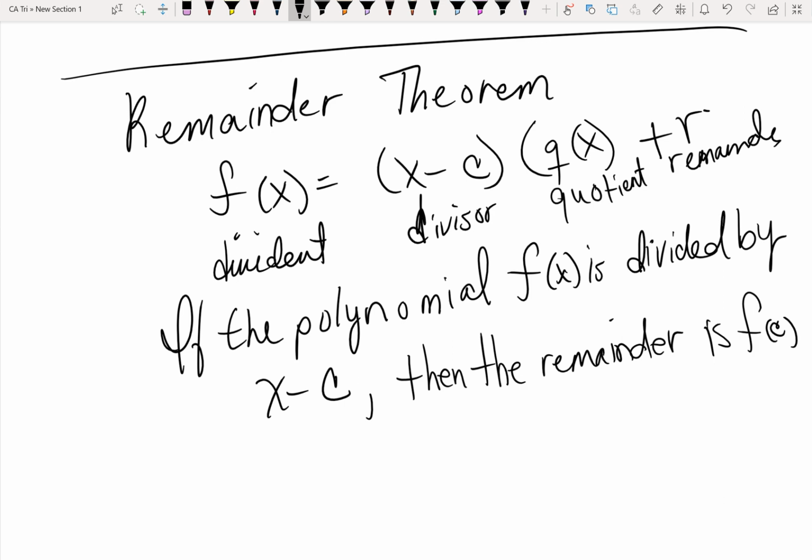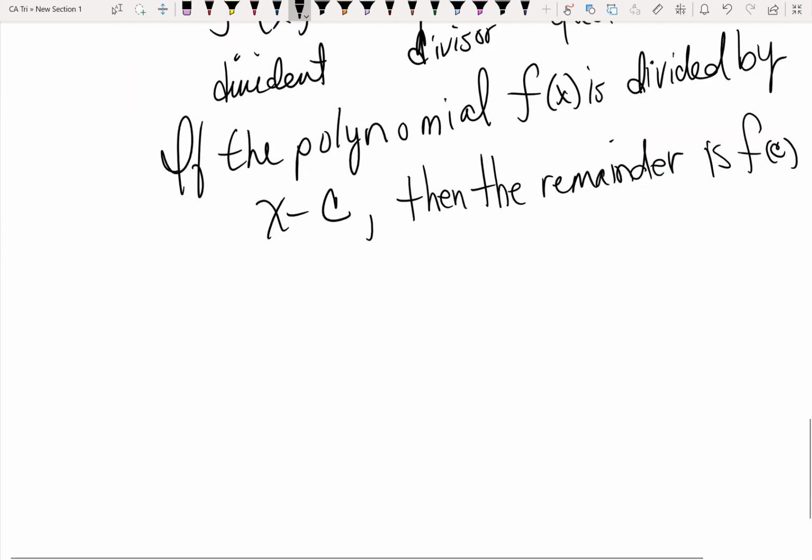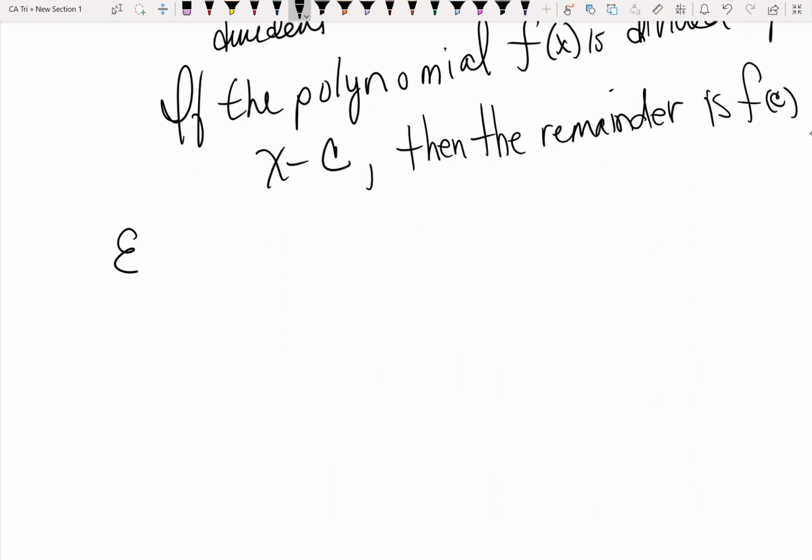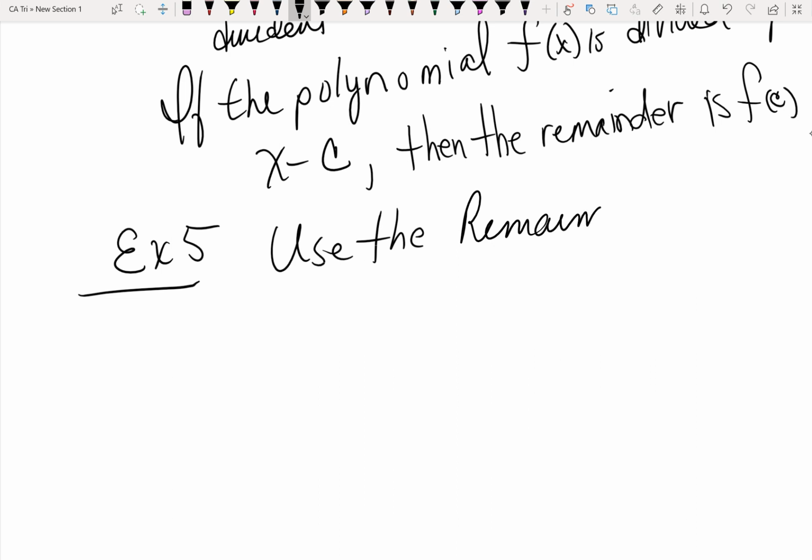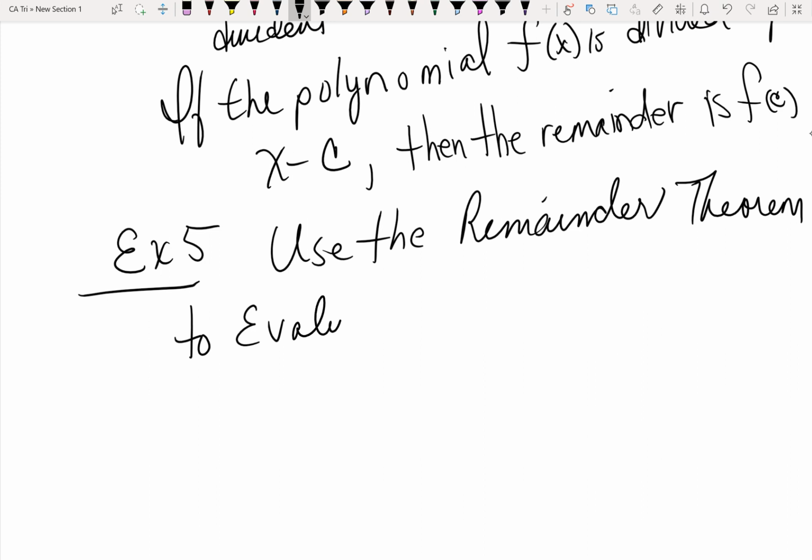And then following this, example 6 is the factor theorem, very easy as well. Alright, so this is example 5. In example 5, it says use the remainder theorem to evaluate a polynomial function.